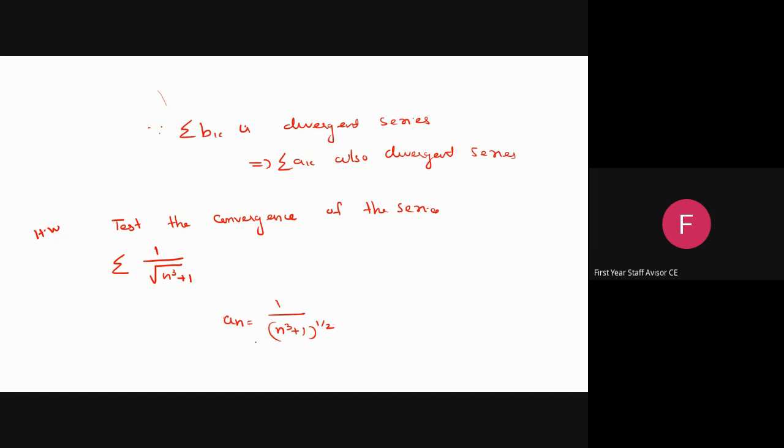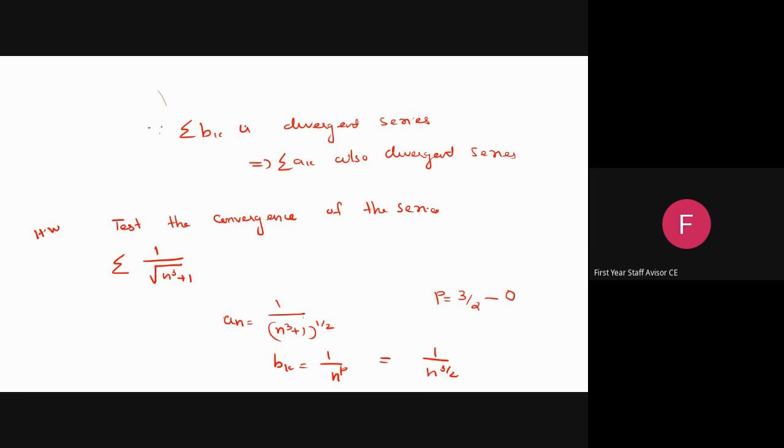Then choose bk as what? bk is of the form 1 by n raised to p type. Okay, p means degree of denominator minus degree of numerator, that is 3 by 2 minus, sorry, degree of numerator is 0. That means bk is taken as 1 by n raised to 3 by 2. Okay, do it as a homework. Choose bk, and check whether summation bk is convergent or divergent.